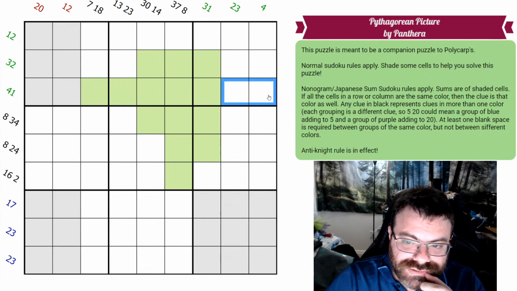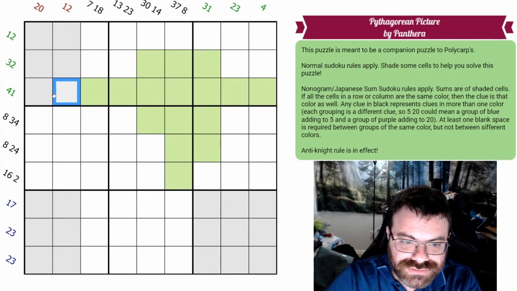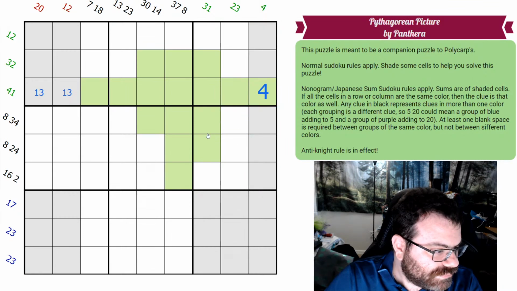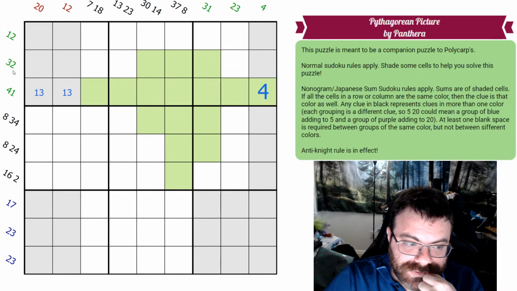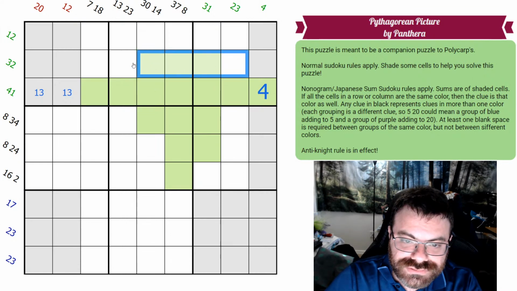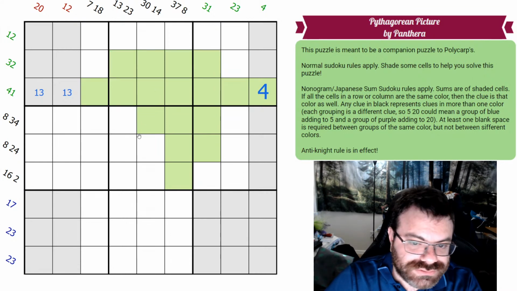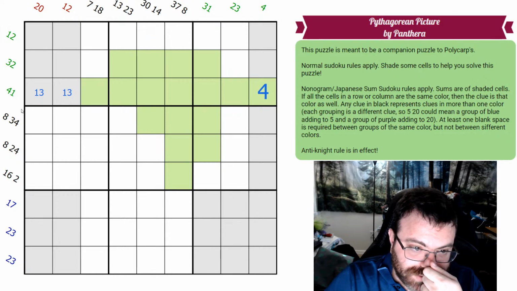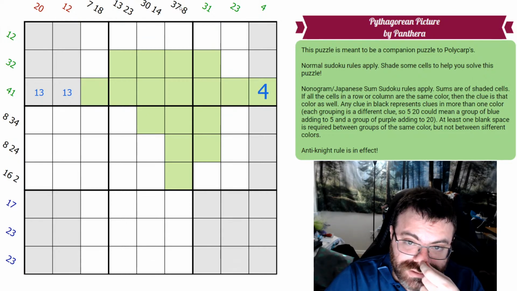I think this 41 has to take, yeah, this has to be 1, 3. So this means this is 4, and all of these are unshaded. Now 32 being 5 long means it takes this one. 37 and 8 does add to 45, that's true. It colors the whole thing.